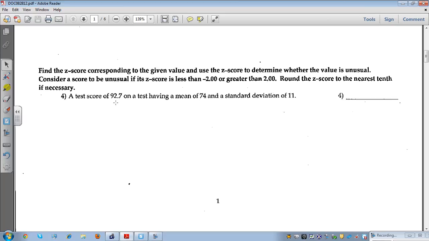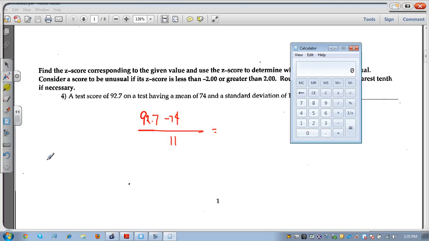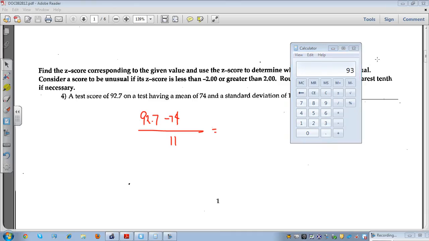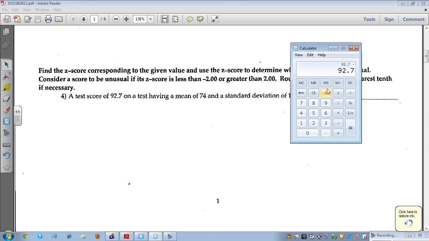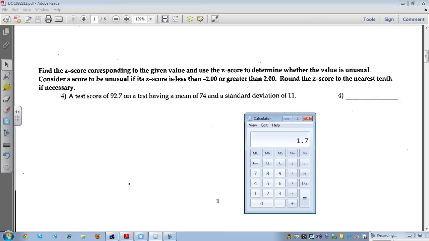Z-score again. I have a test score of a 92.7, mean of a 74, standard deviation of 11. So let's find this, 92.7 minus a 74. Divide that by an 11. So let's see what we get. Oh, it's not going to let me do it. I'll have to close it. 92.7 minus the 74, I get an 18.7 divided by 11, and I get a 1.7. Is that considered unusual? No, because it's within 2 standard deviations of the mean. So 1.7, and it's considered usual.